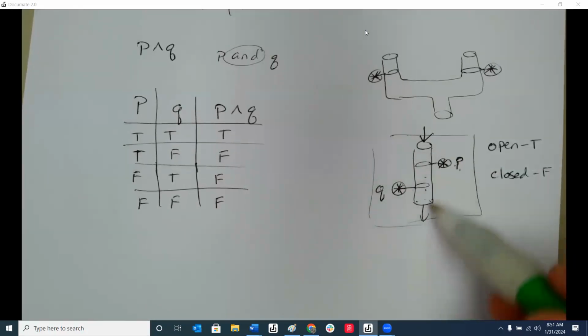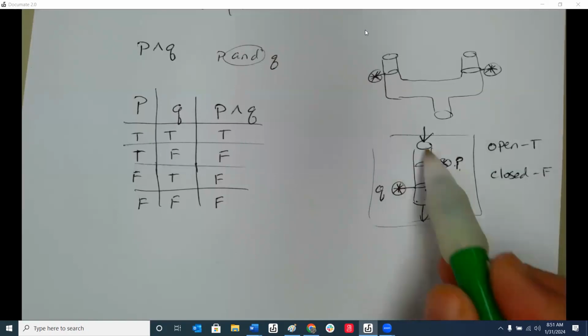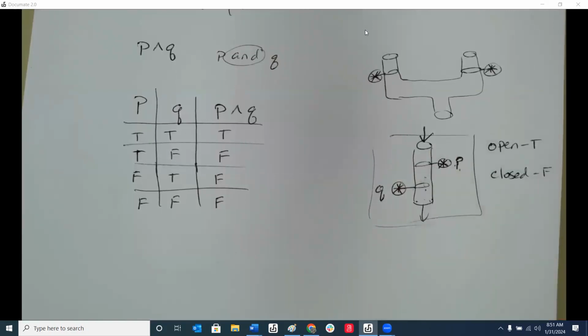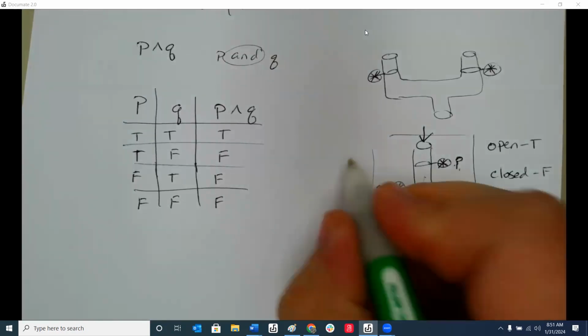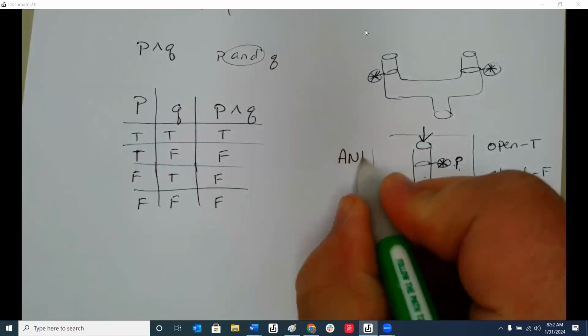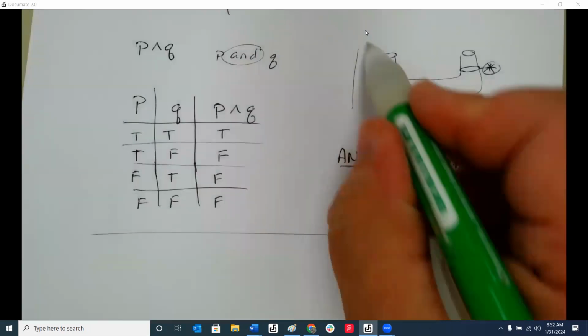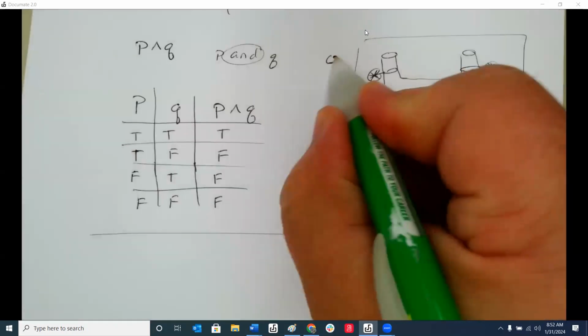Why is it this one straight down? Because they're both in the same pipe. They both either are open or they're closed, or a combination. So this is the and. The or is this one.